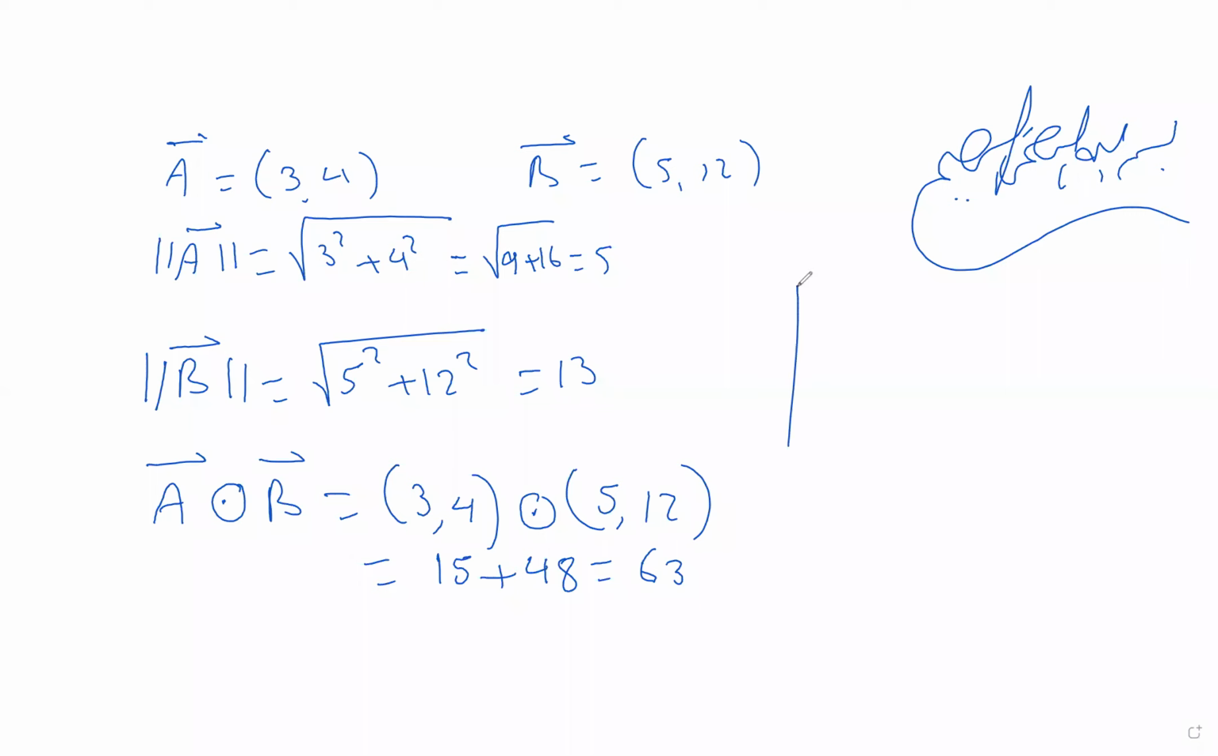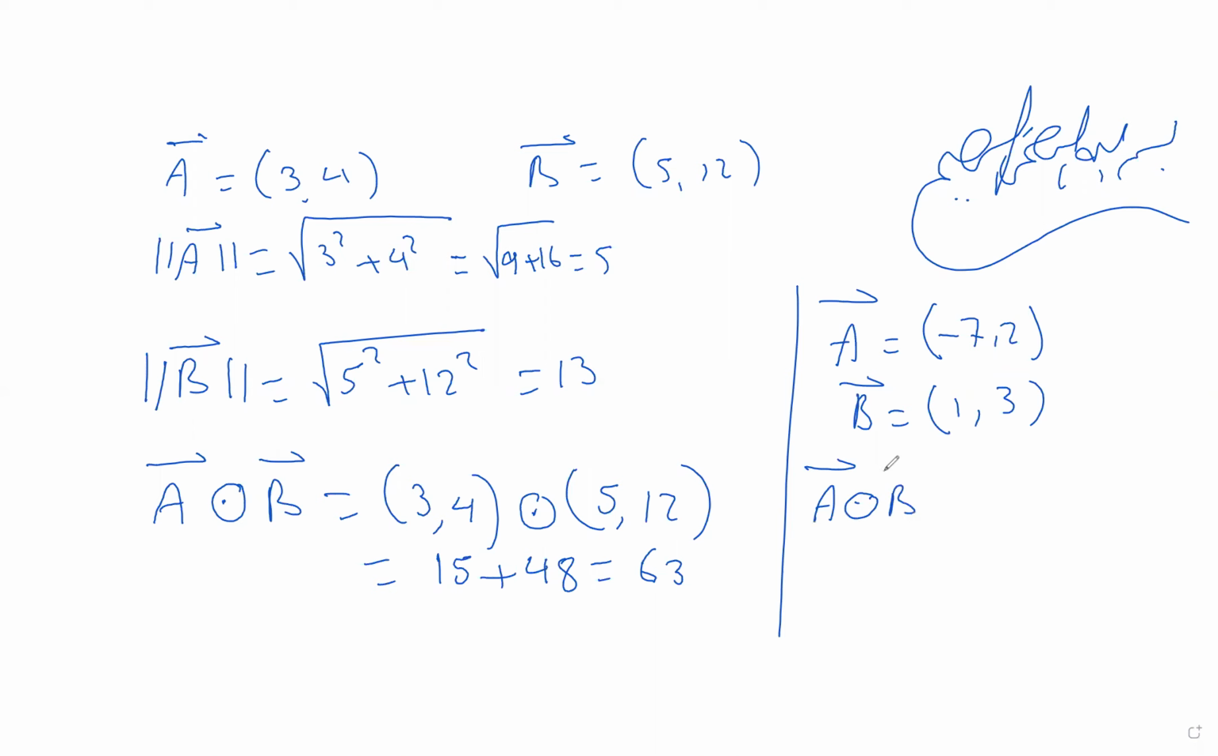It could very well be vectors like A equals (-7, 2) and vector B equals (1, 3). A dot B will come out as a negative value: this times this is -7, plus this times this is 6, so it equals -1.